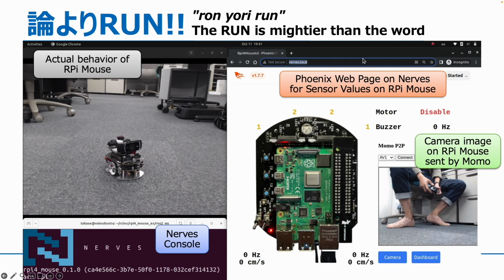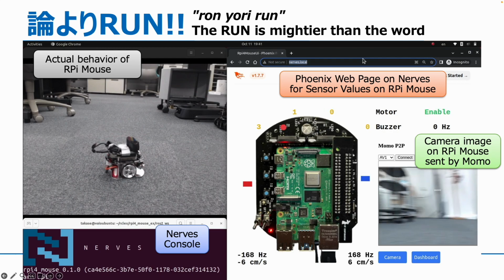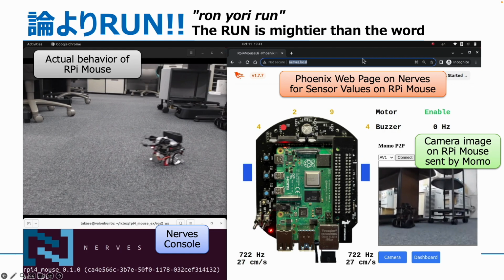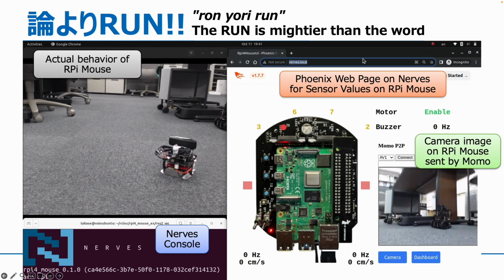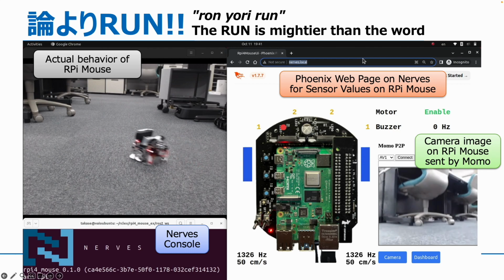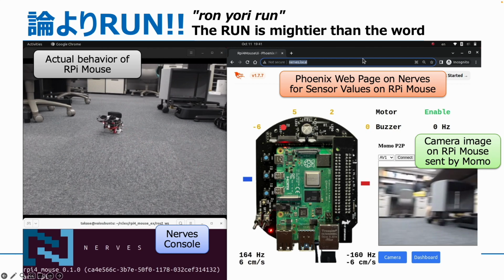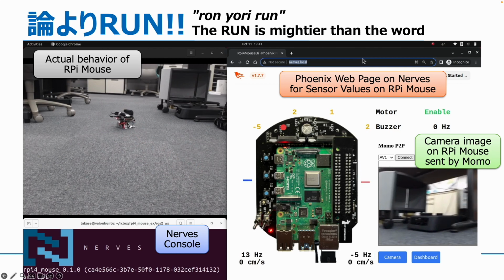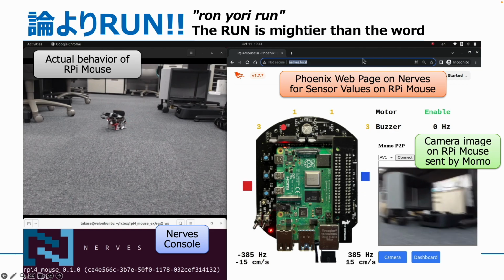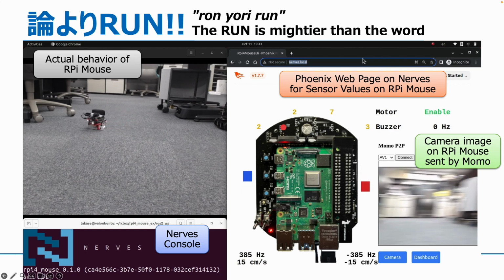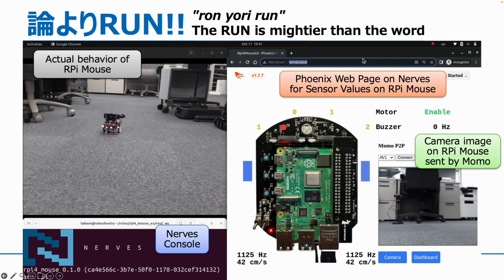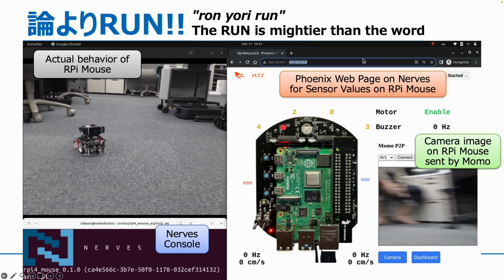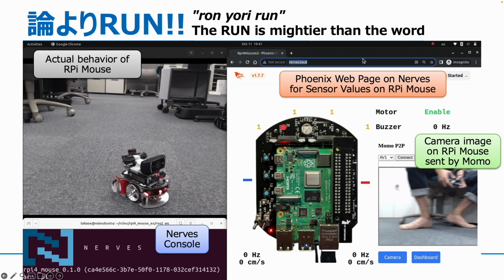This is a recording of the demonstration. The left side is the robot's actual behavior captured by the laptop camera. And the right side is a Phoenix LiveView web page operated on the robot. We can confirm the sensor values easily with such a web page. And also, please imagine that such IoT applications can be easily realized with the magic of the Elixir ecosystem.